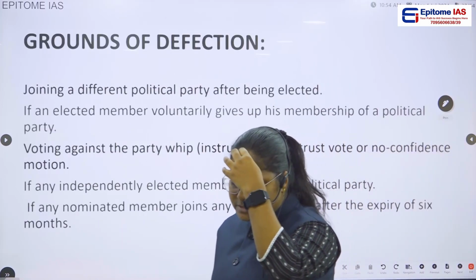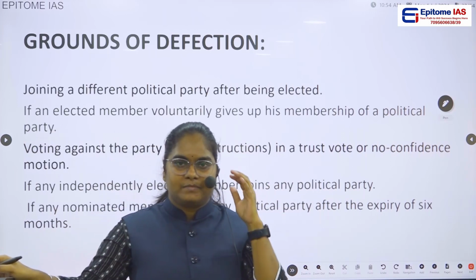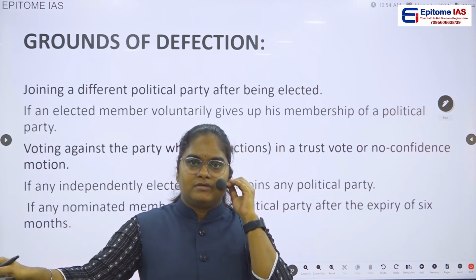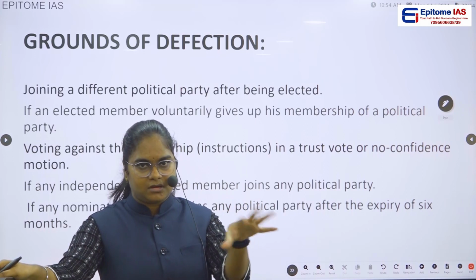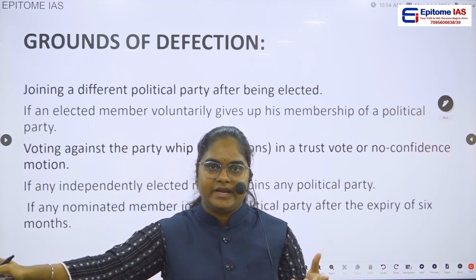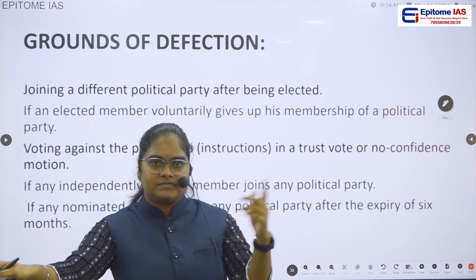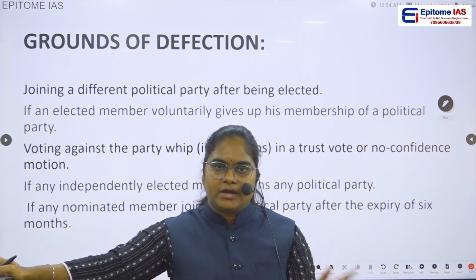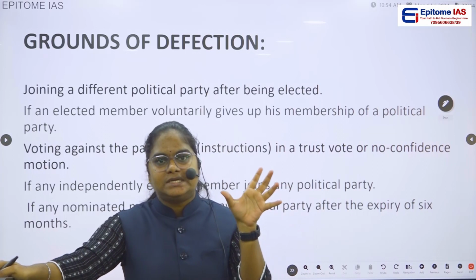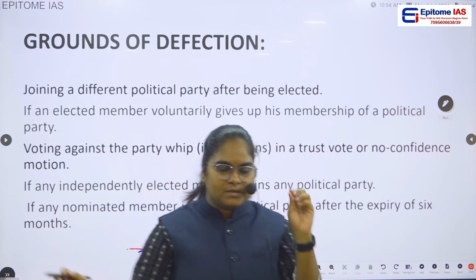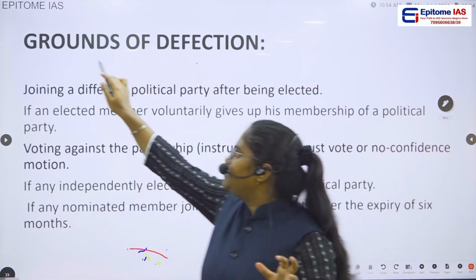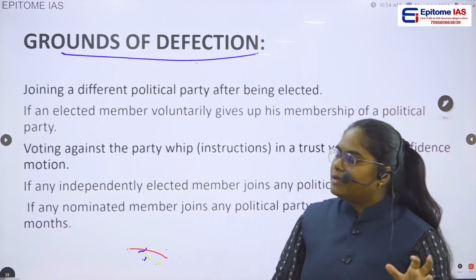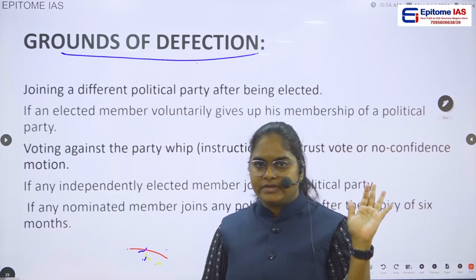In the 10th schedule, they have mentioned some of the defections. Why this 10th schedule was added to the Constitution is to prevent politicians from switching political parties after getting elected, and also to maintain political discipline. There are some grounds of defection which are mentioned in this act. So what are the grounds of defection?